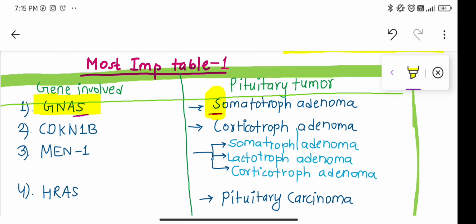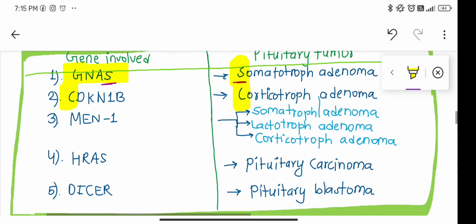Next is corticotrope adenoma. So you can remember the first letter: C for corticotrope, C for CDKN1B gene. Okay, the CDKN1B gene is involved in corticotrope adenoma.